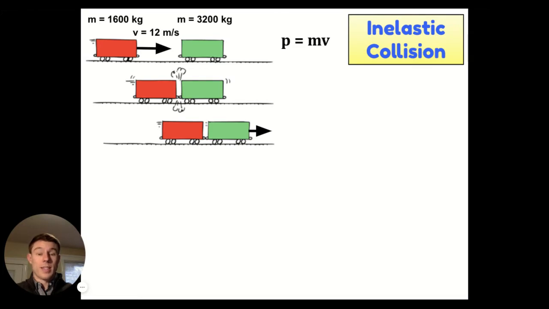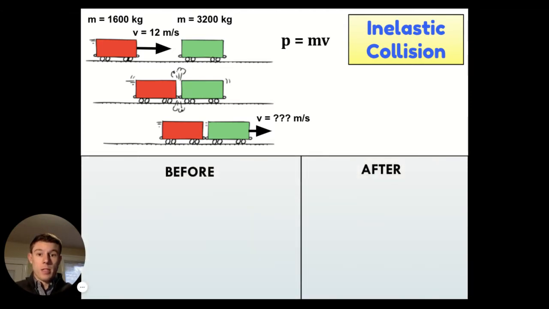So we're assuming that since it's an inelastic collision, the red cart hits the green cart, and they stick together, and then they continue to move to the right together as one unit. That is what we're trying to solve for. We're trying to figure out how fast they move when they combine into one unit. We're going to think about momentum in order to solve this problem, to figure out how fast they move when they combine after the collision.